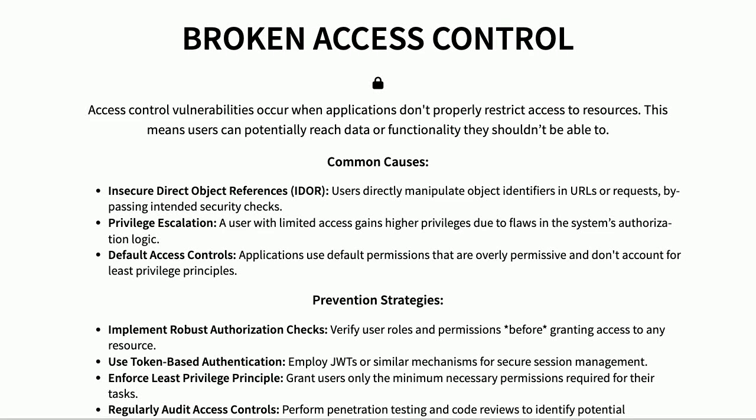Let's talk about broken access controls, a really common security risk. Basically, it happens when applications don't do a good enough job of making sure only authorized people can see and use things. We often see this through things like IDOR attacks, where users trick the system into giving them access to stuff they shouldn't have, or privilege escalation, where someone with basic rights suddenly gets super powerful. To fix this, we need strong authorization checks, using tokens for security, and always following the principle of least privilege, only give people what they need. And finally, regular audits are key to catching these issues before they cause problems.